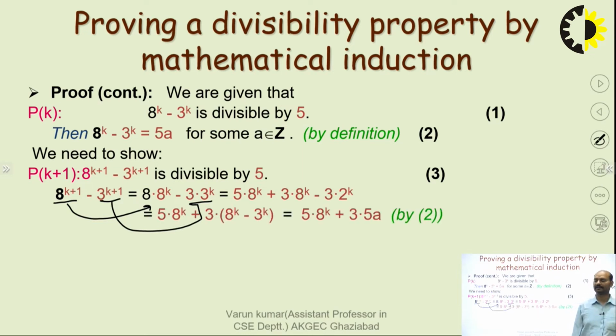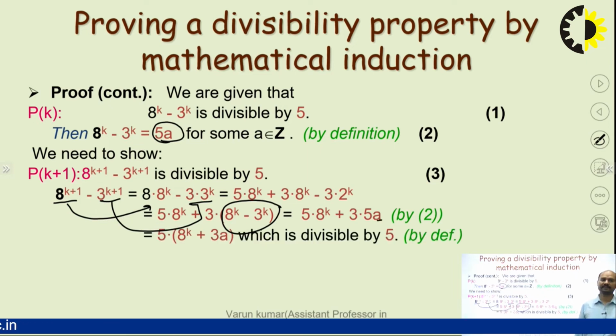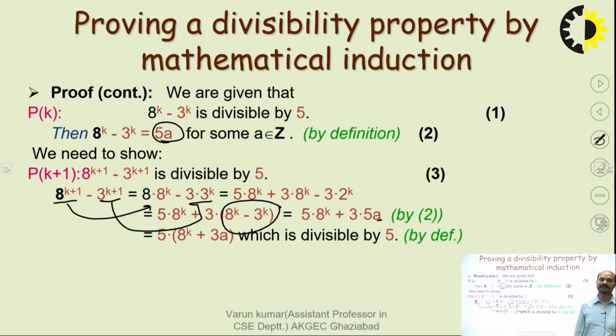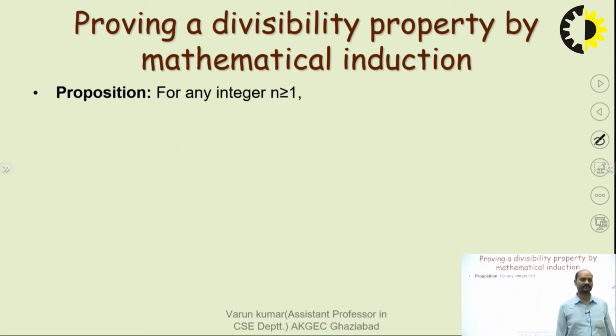Then we substitute the value from the equation, that is 5a, which becomes 5 dot 8 to the power k plus 3 dot 5a. What is common from here? Here 5 is common, then 8 to the power k plus 3a, which is divisible by 5 by definition. So by mathematical induction we show that it is true for all values of n greater than or equal to 1.